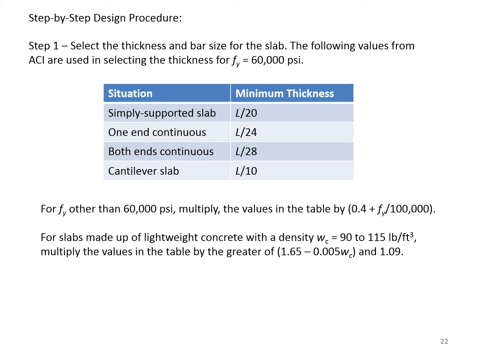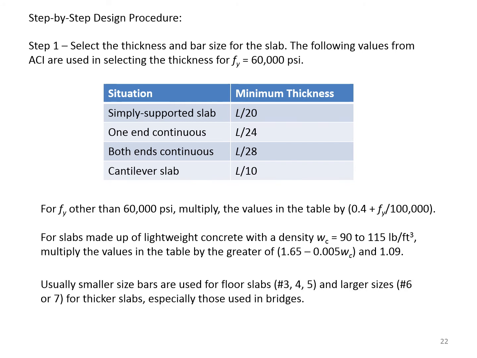For a slab made up of lightweight concrete with a density Wc equal to 90 to 115 pounds per cubic foot, multiply the values in the table by the greater of 1.65 minus 0.005 Wc and 1.09. Usually, smaller size bars are used for floor slabs, number 3, 4, or 5, and larger sizes, number 6 and 7, for thicker slabs, especially those used in bridges, not buildings.